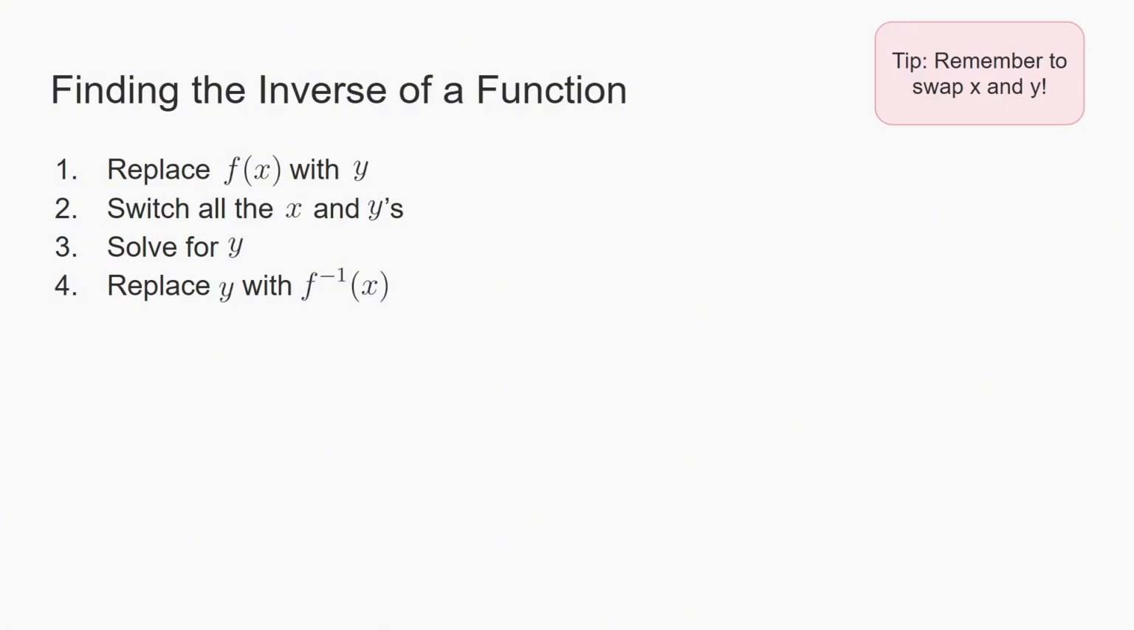Now that we know how to check whether two functions are inverses, we're going to be going over how to find the inverse of a function. Our first step is to replace f of x with y. If it's already written with x's and y's only, then we can skip this step. Next, we switch all the x's and y's. Third, we solve for y. And lastly, we replace y with the inverse of f.